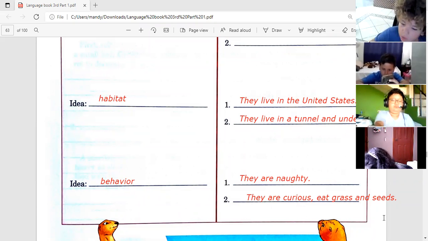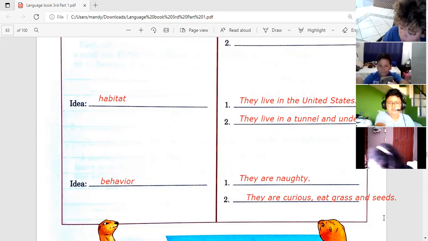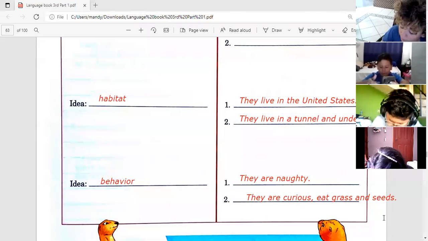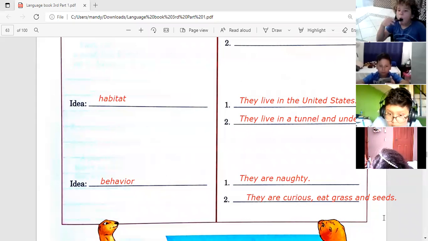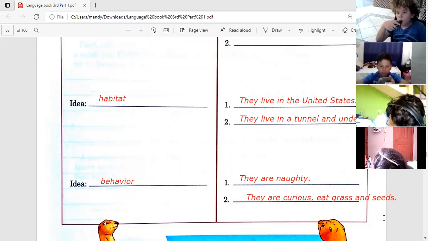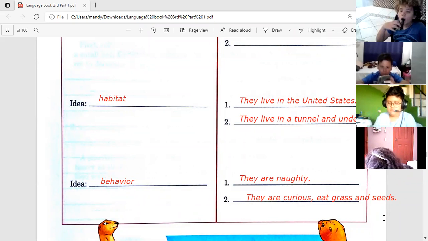Okay, so let's see, the behavior, they are naughty. Okay, travieso. This one is in Spanish. Yes, naughty. For example, your dog is naughty. Okay, a rabbit is naughty because they eat a lot of plants. Los conejos son traviesos porque les gusta comerse las plantas.